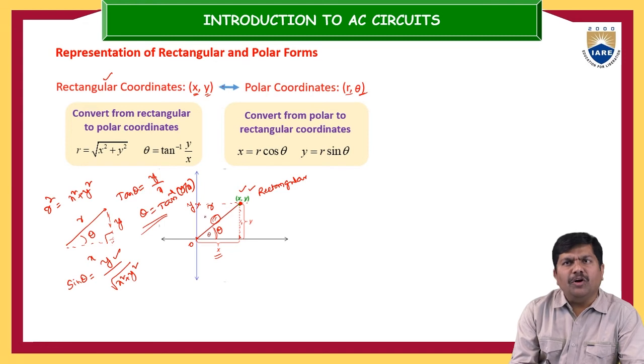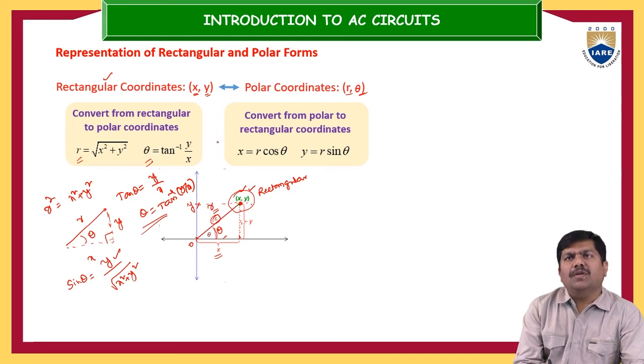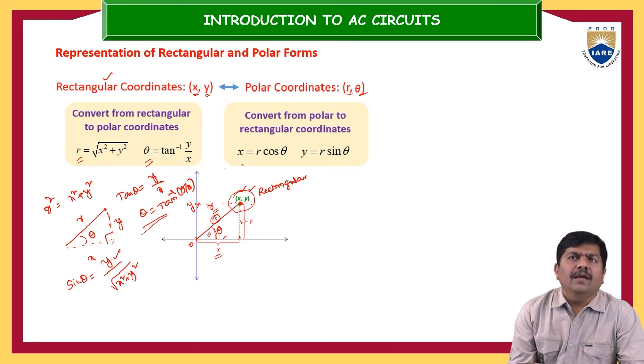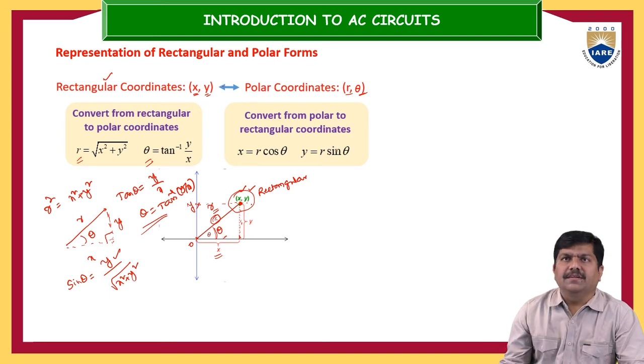If any quantity has a magnitude of r and makes an angle of theta, where theta is equal to tan inverse of y by x, then you can replace the rectangular coordinates x comma y with polar coordinates r and theta. This is r and this is theta. You can also convert polar to rectangular by writing x is equal to r into cos theta and y is equal to r into sin theta.